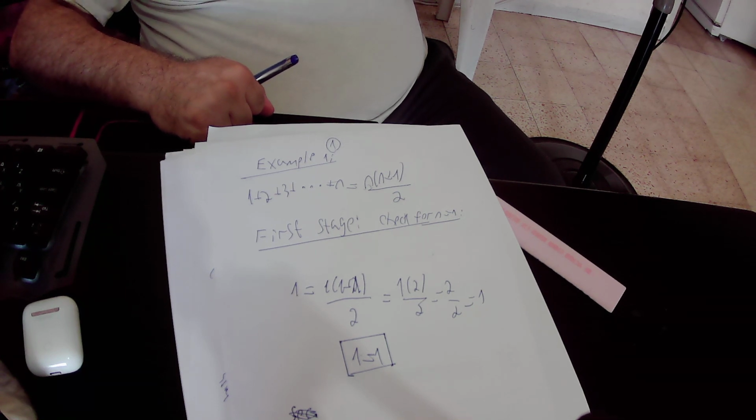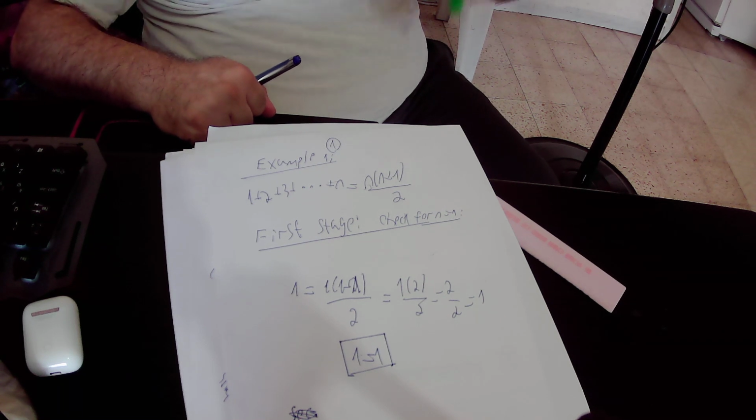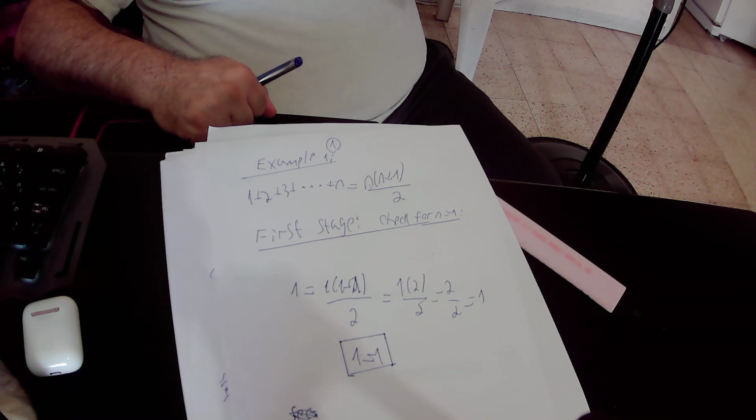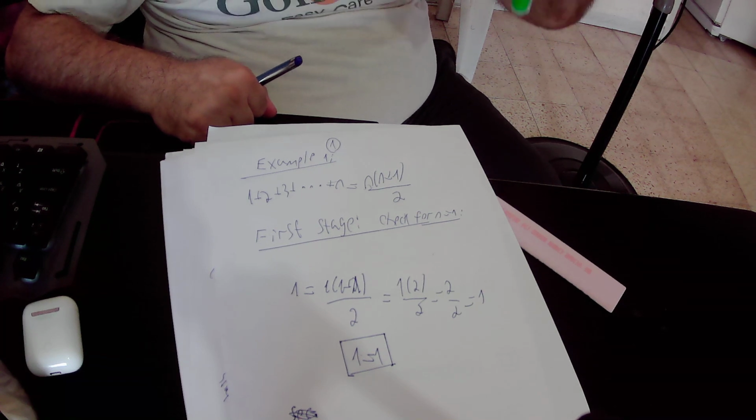And from our general proof that if it is true for n, it must also be true for n plus 1, we can say that because it is true for n that equals 1, it must also be true for n plus 1, that is to say 1 plus 1, that is 2. So it must be true also for n that equals 2.